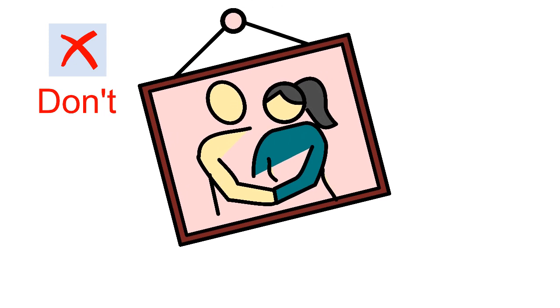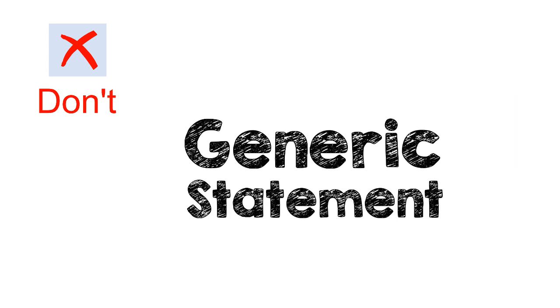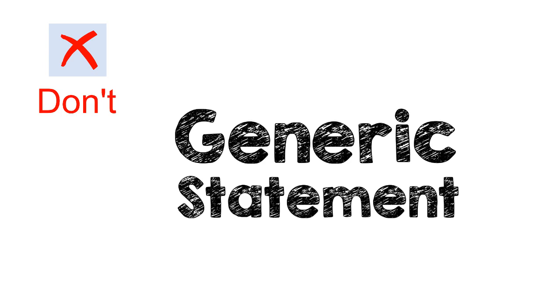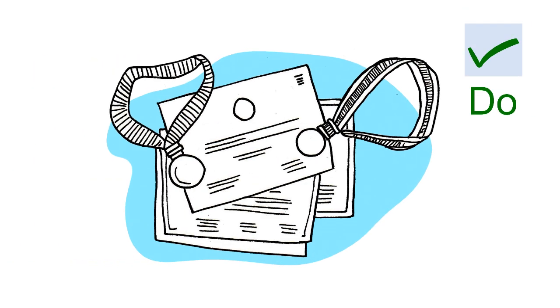Do not mention irrelevant information like marital status, religious affiliations, etc. unless it's asked in the job description. Do not use generic statements like, I'm highly professional, dedicated, and an ambitious person. Always mention things that you can validate with a proof.